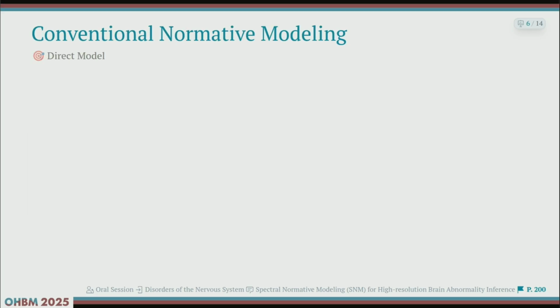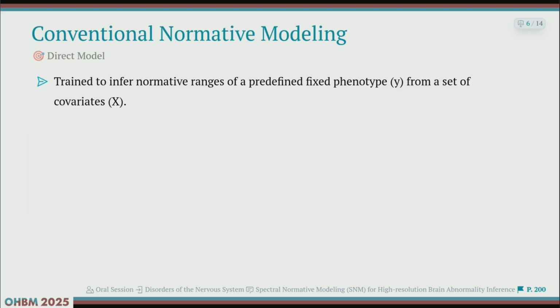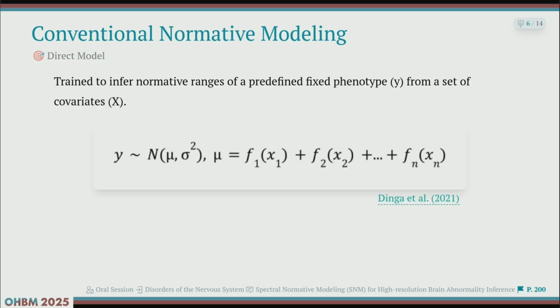Traditionally, when we want to do normative modeling, we start with a fixed question. This is what I call a fixed phenotype of interest, and I call it a spatial query. To give you an example, the spatial query can be the cortical thickness of a specific part of the brain. And we essentially want to find a model that explains the distribution of that variable across our population against a set of base covariates, things like age and sex.